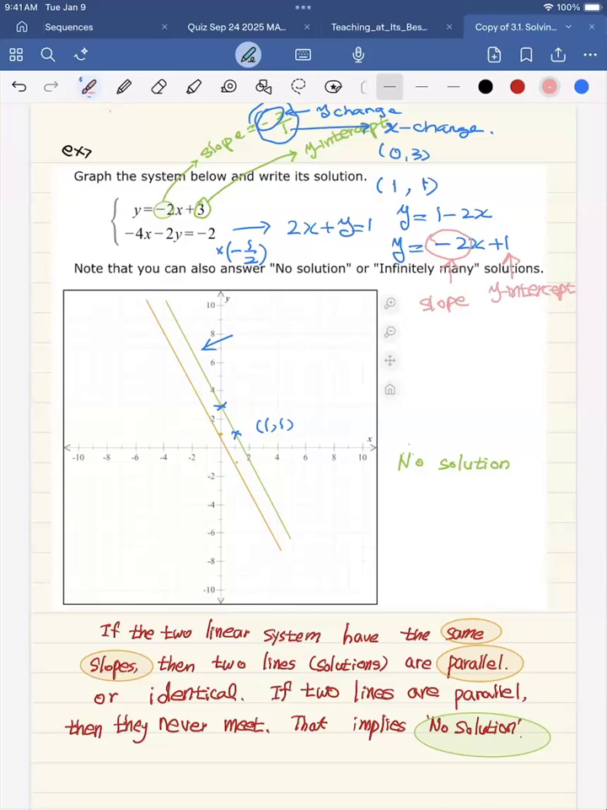So we mark at the y-intercept, that is (0, 1). And we know the slope is the same, so we just draw the parallel line. What we notice from here is they have the same slope and their y-intercepts are different. So they are parallel and they will never meet. So there is no solution.